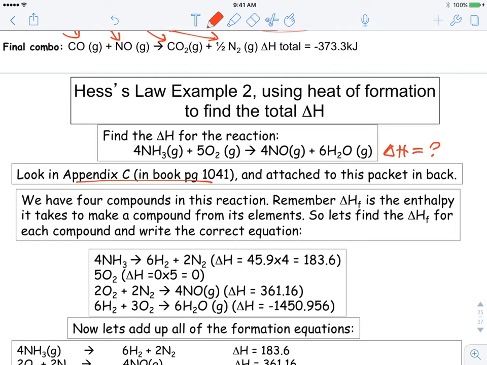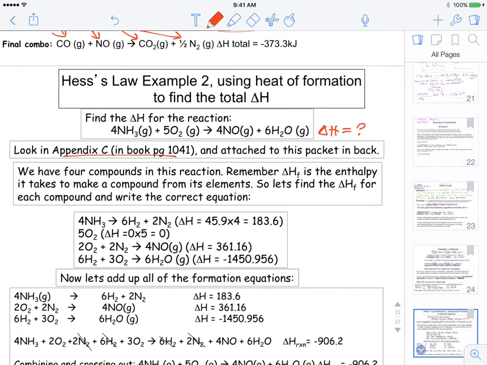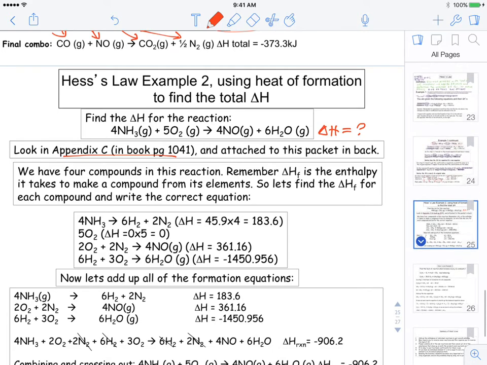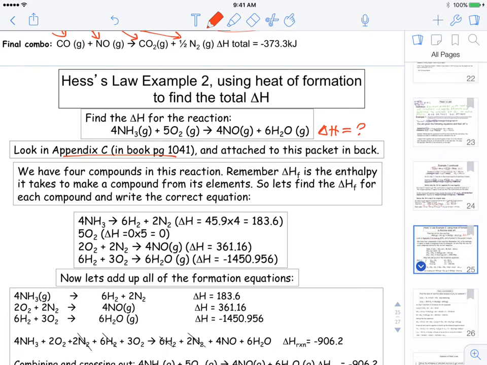And I will actually attach them to, did I put them in this packet? Let me just look here really quick. No, I will upload them to iTunes U for you so that you have them.